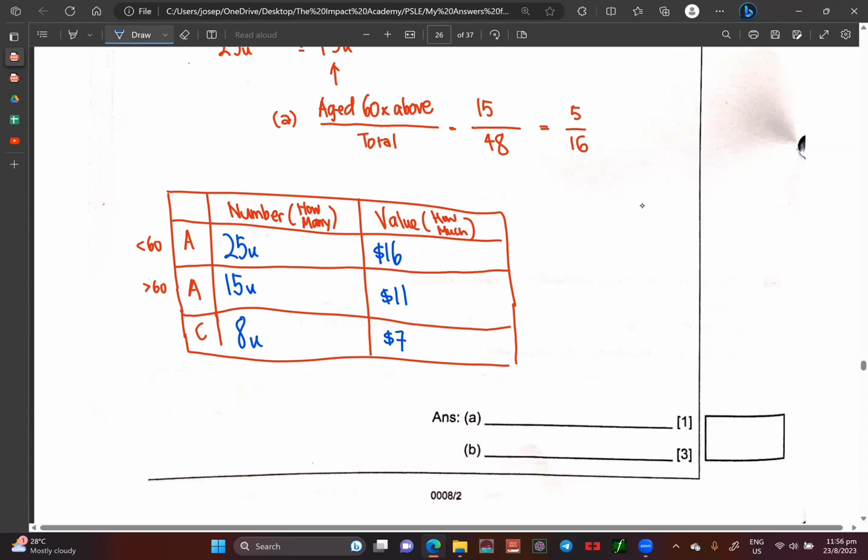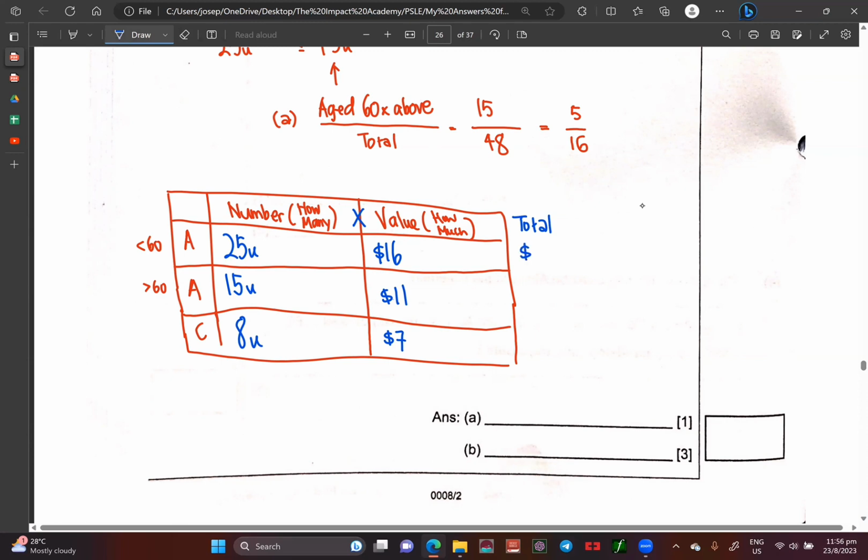Remember to always multiply, because number times value requires us to multiply. We do not know the actual number of adults below 60, but we do know it in units. So when you multiply, you get to the total.